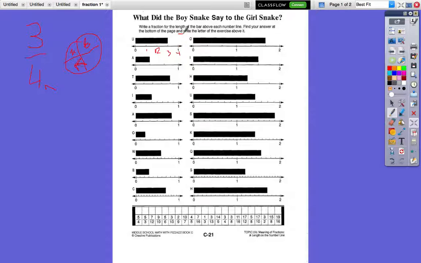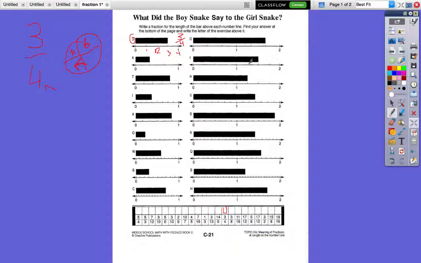Now this one is 3 parts out of 4. So this is 3/4. And if we look down here, for U, this is U, we're going to write it under 3/4. And there it is, 3/4. That's U. When we get all done, then it's going to tell us the answer to the joke.